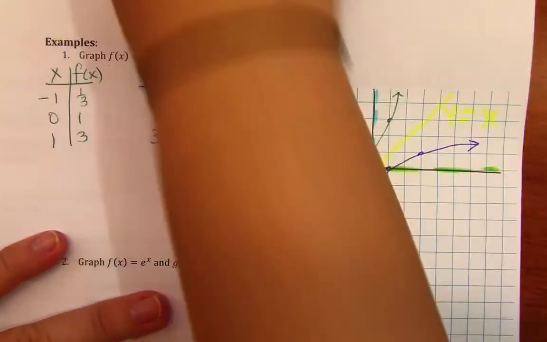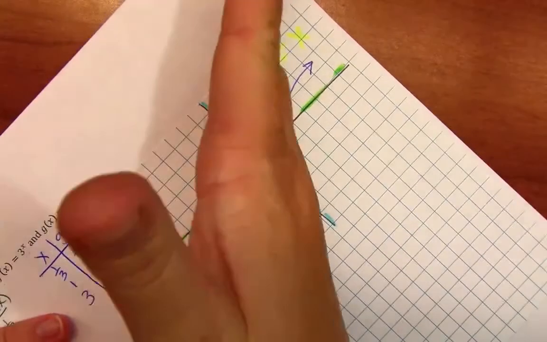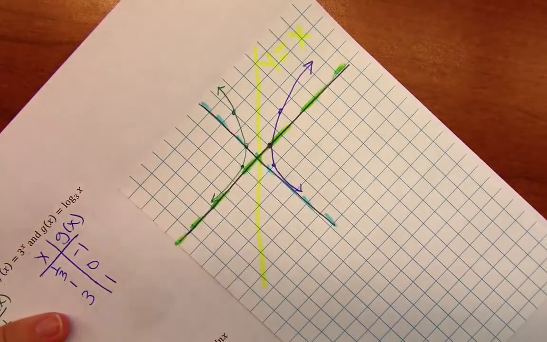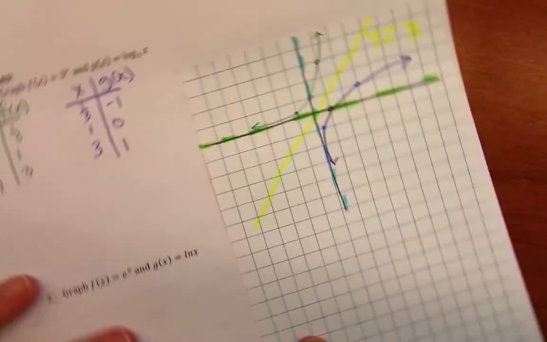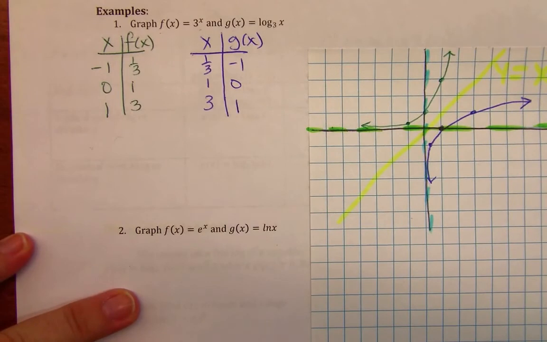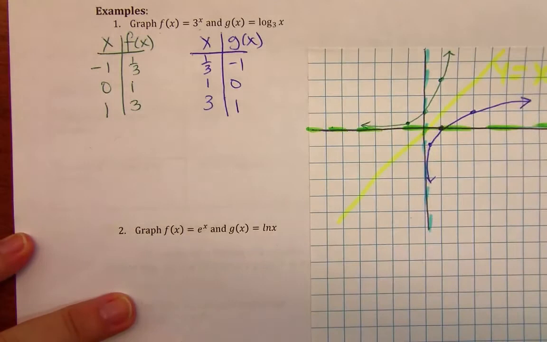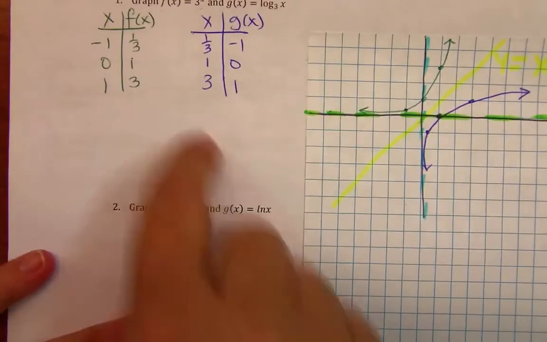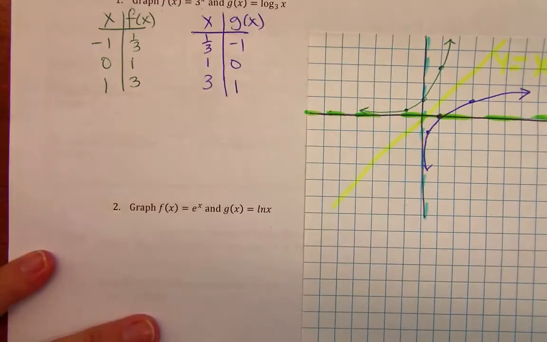So I'm going to turn my paper here just so we can see exactly how this looks. If you look at this yellow line here down the middle, these look exactly the same on both sides. And that's what happens with inverse functions. And so we can check and see if our graphs actually do look like a mirror image across the line y equals x.